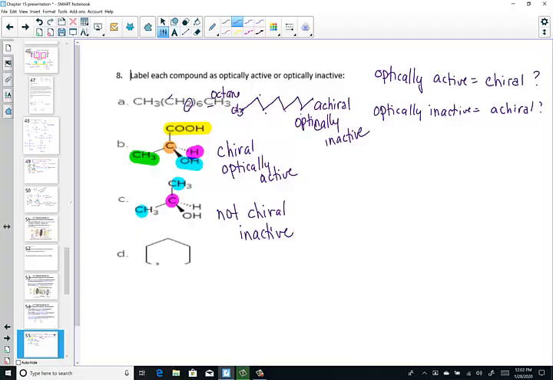And letter D was cyclohexane. Mine got cut off. You have cyclohexane kind of stretched out. This is an achiral compound. I see no chiral centers, so it is also optically inactive. Easy enough. So if you're asked about chirality, you're really just being asked, is it chiral? It will spin light. If it's achiral, it will not rotate light.